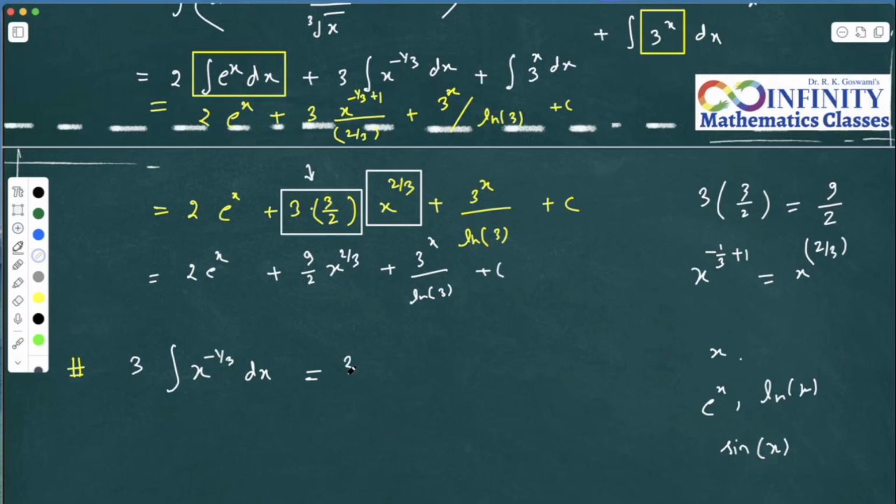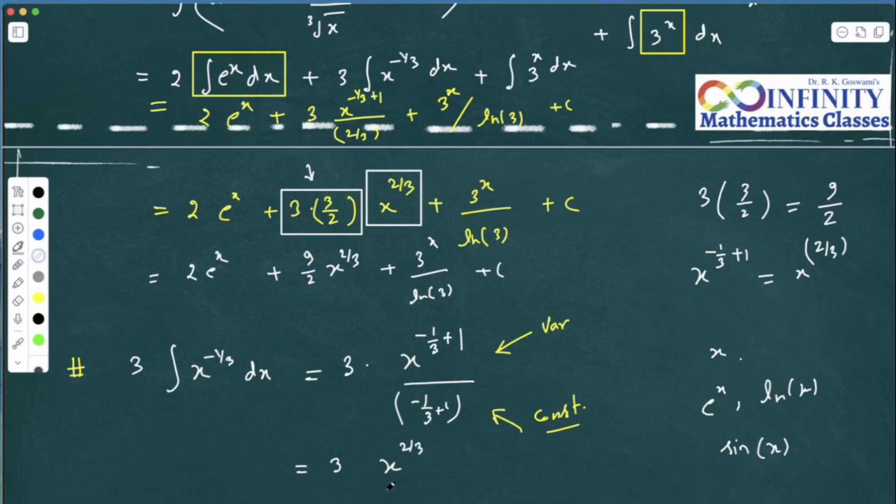Now how to integrate? The integration formula we learned, it is going to be x exponent negative 1 by 3 plus 1 divided by negative 1 by 3 plus 1. So if you tell me the numerator part, it is a variable term because it contains x, but the denominator part, it is a constant for you. Am I right? Yeah. So keeping 3 as it is, simplify the terms. X power 2 by 3 will be in the numerator. Yes or no? Yeah. And the same 2 by 3 will be in the denominator.